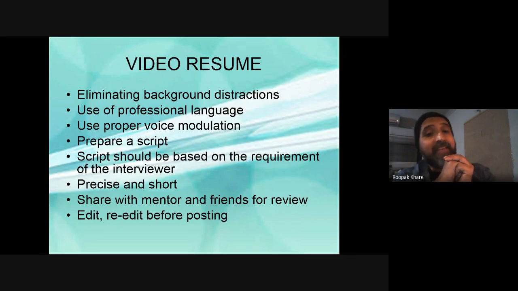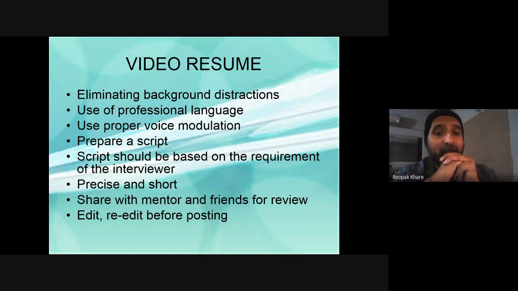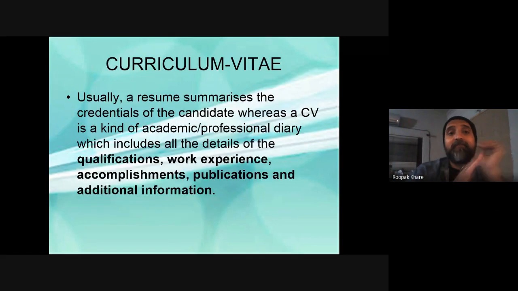Then comes precise and short. Too long resumes are never welcome. So please be very, very short and crisp. Share with mentor and friends for review. Edit, re-edit before posting with your resume, right?